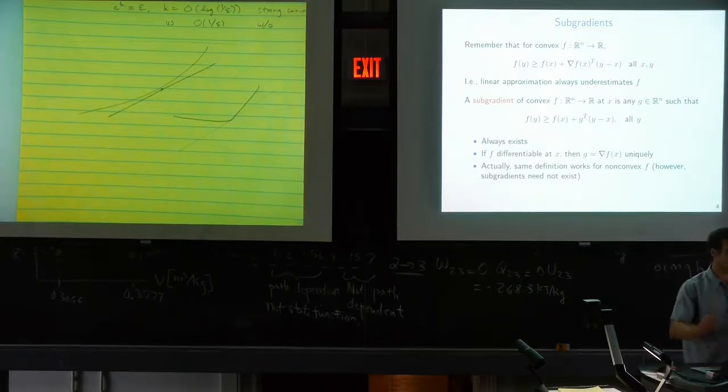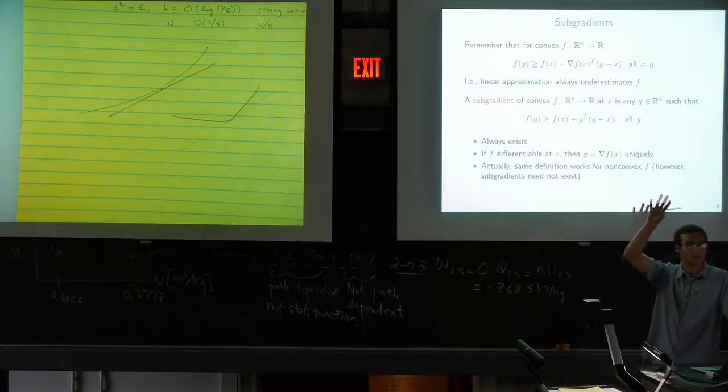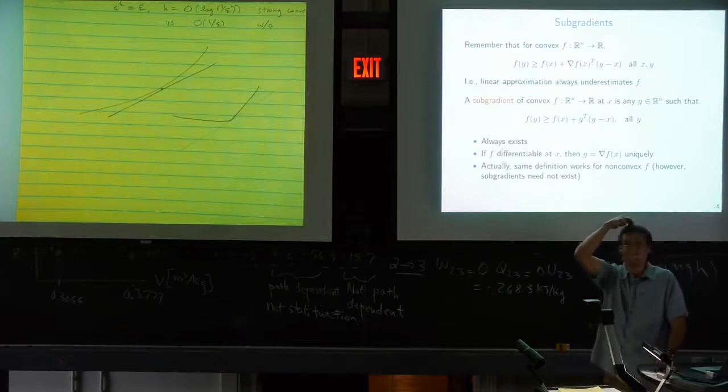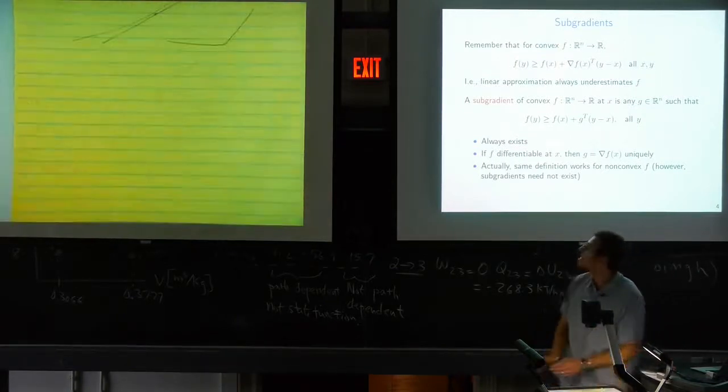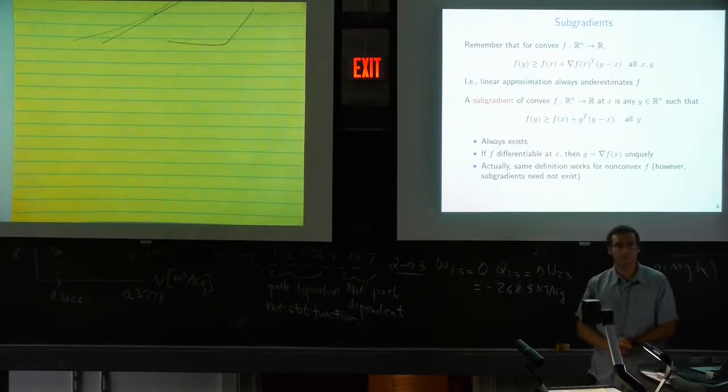So how many people have seen subgradients before, just so I can get an idea? And how many people have never seen them before? OK, so it seems like most of us have seen them. What's an example of a non-convex differentiable function that doesn't have a subgradient at some point? Tell me a picture to draw.